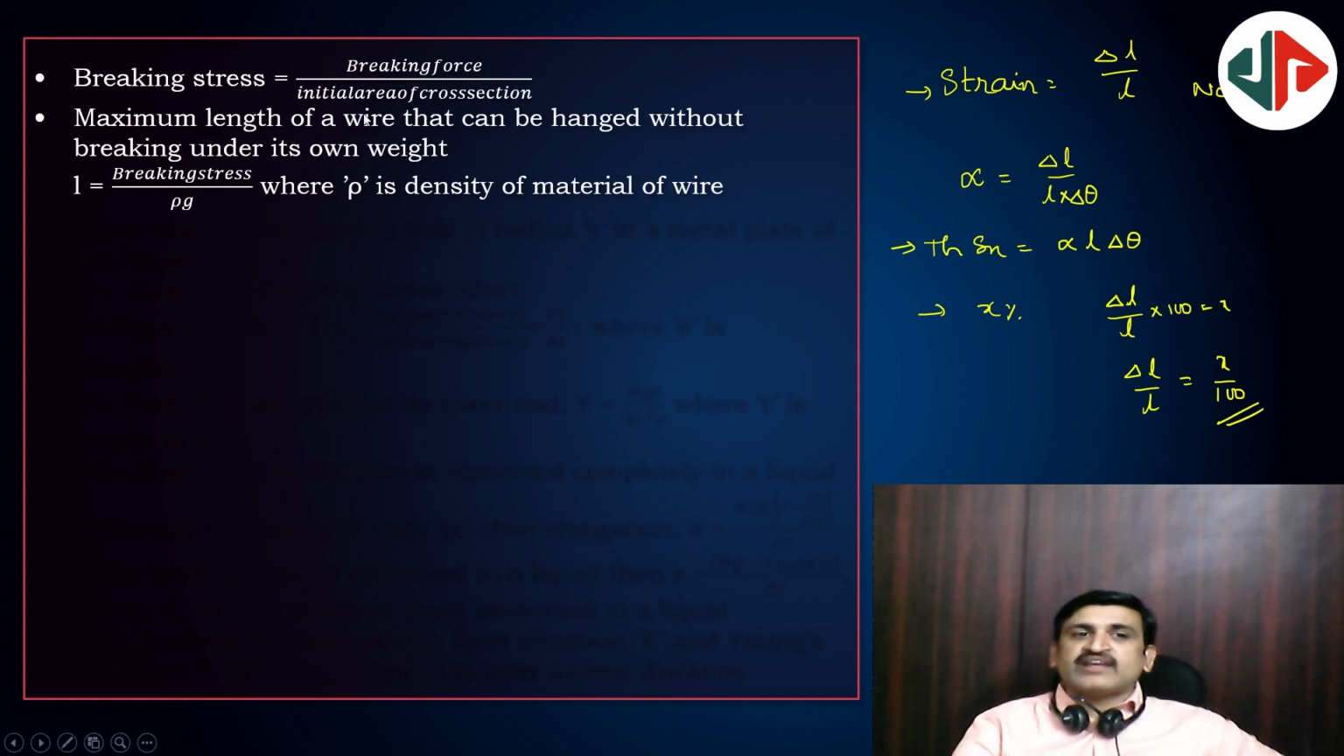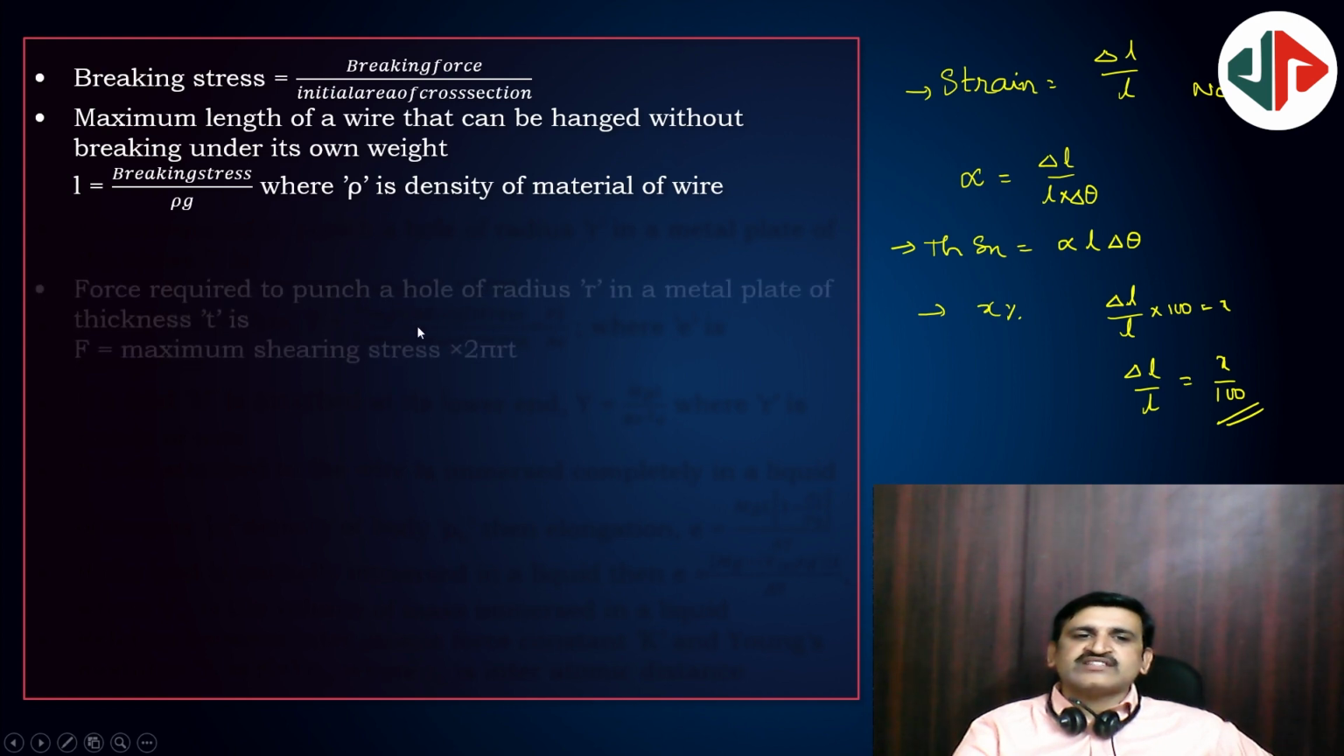Breaking force by initial area, whatever we are going to take up. Maximum length of the wire that can be hanged without breaking under its own weight will be breaking stress by rho g. Length L is equal to breaking stress by rho g. Rho is the density of the material.